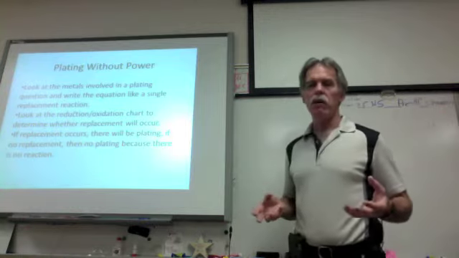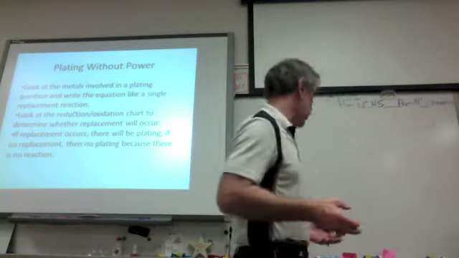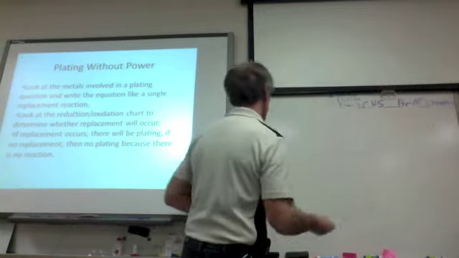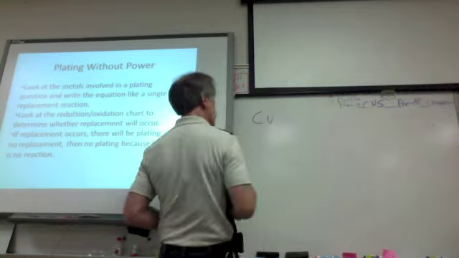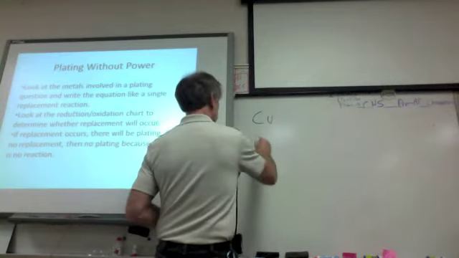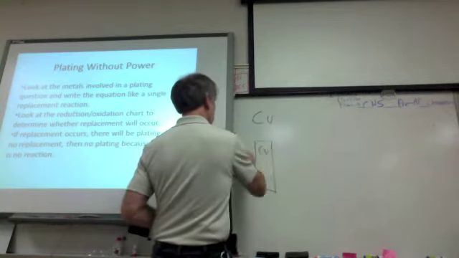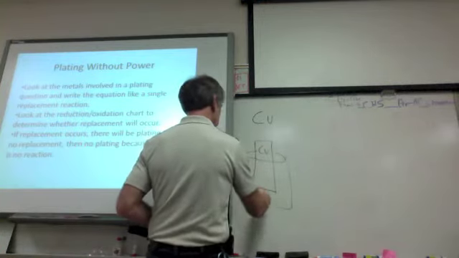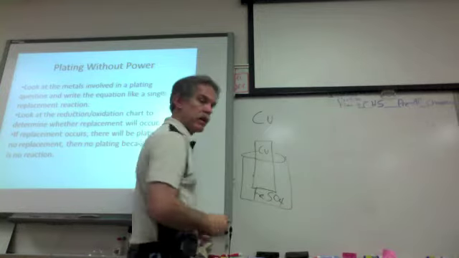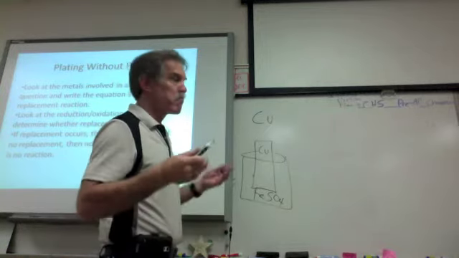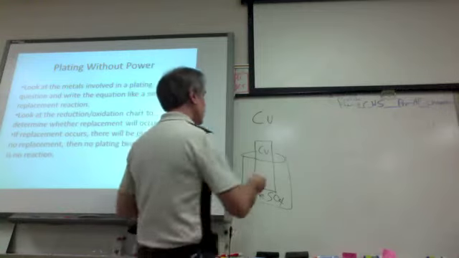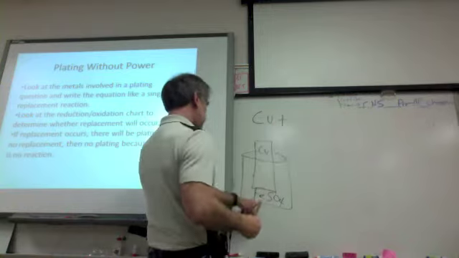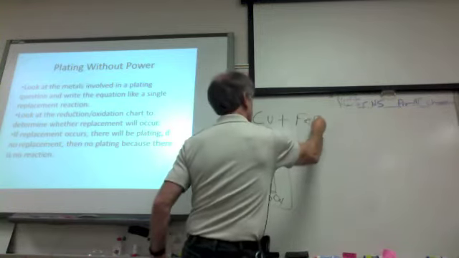So how do we do this? Well, it's a single replacement reaction. Let's say that we have a copper strip. So here's the copper strip, and it's dipped into iron 2 sulfate, which is FeSO4. Will it plate? What kind of plating? Well, write a single replacement. Copper plus FeSO4. Easy enough to do.